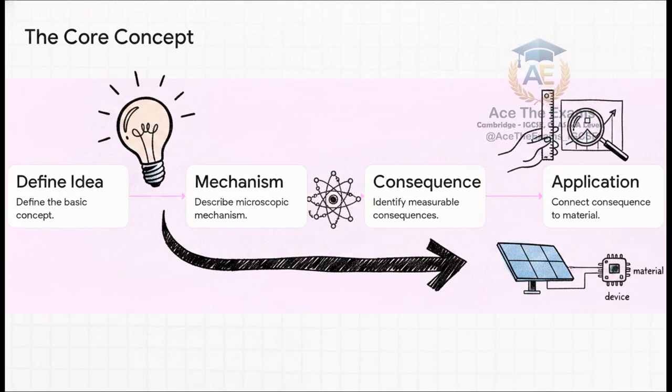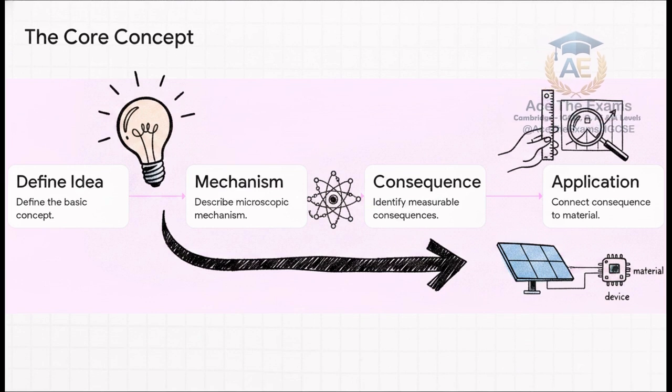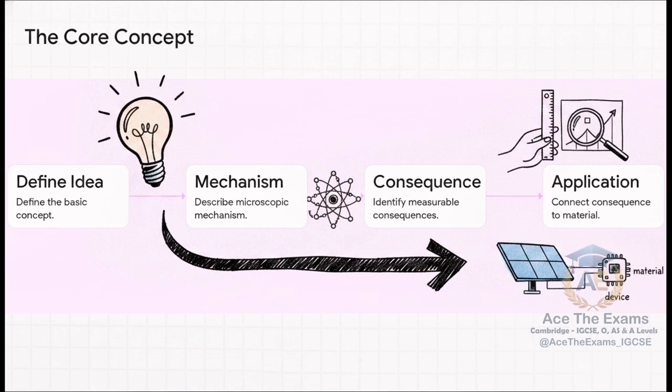If you can explain these 4 specific stages in order, you're going to have the depth needed for short and extended questions alike. Step 1, define the idea. Just state what the structure actually is. Step 2, and this is the crucial bridge everyone misses, describe the microscopic mechanism. What are the atoms actually doing?